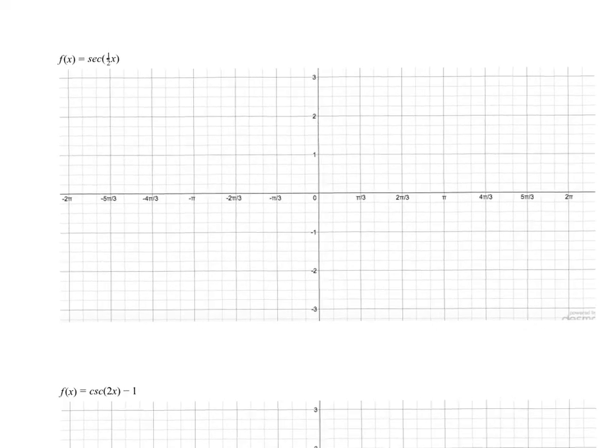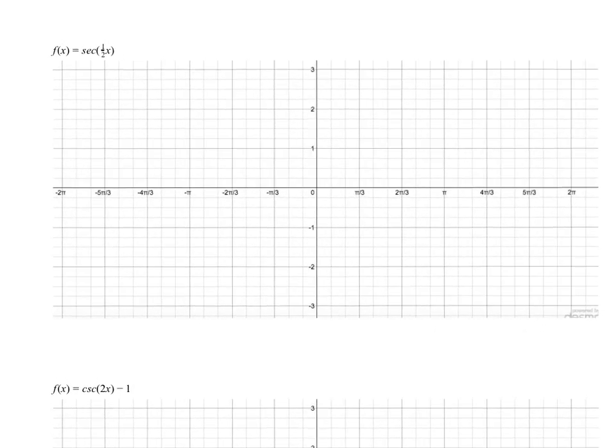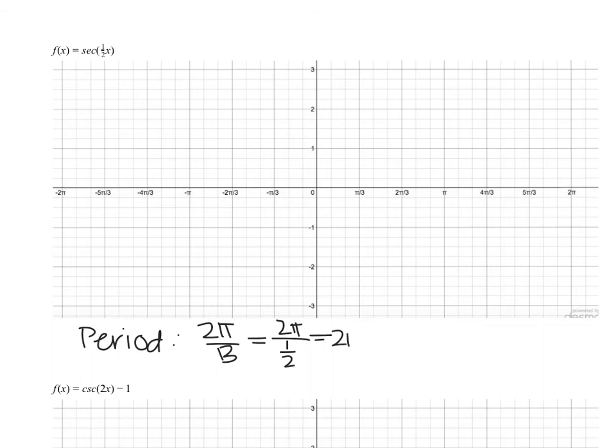Move on to an example of the secant function. We have f of x equals secant of 1/2 x. So again, we start with the period, which we find doing the same as we would sine and cosine. So 2 pi over b. In this case, b is 1/2, so we get 2 pi over 1/2, which becomes 2 pi times 2, which becomes 4 pi. So this means that our graph is going to stretch. It's going to be a little bit wider.